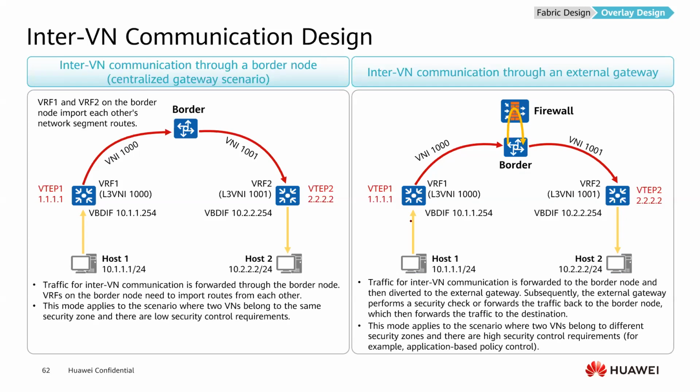And you need to consider the intercommunication between the VNs. By default, they are isolated from each other. And there are two methods for the communication between VNs. One is the border. For the border, you can import one VIF's routes into another VIF. So here you can send the traffic to the border, and the border will look up the routing table to send the traffic to another VN. And the other is to redirect the traffic to the firewalls, and the firewalls will apply the security policy, and then redirect the traffic to another VN.